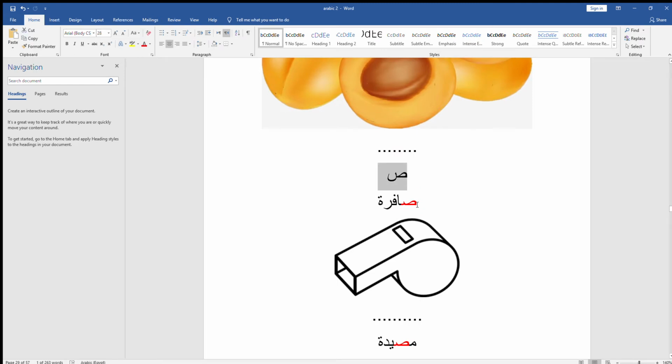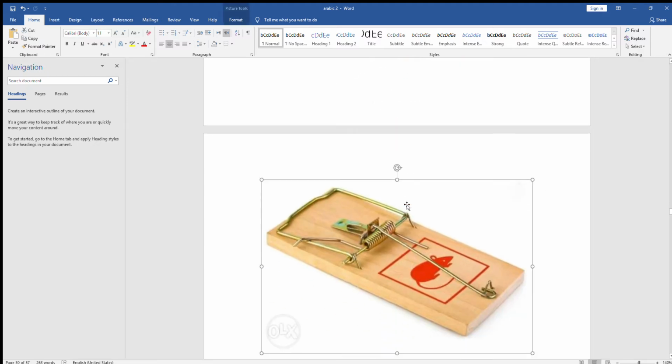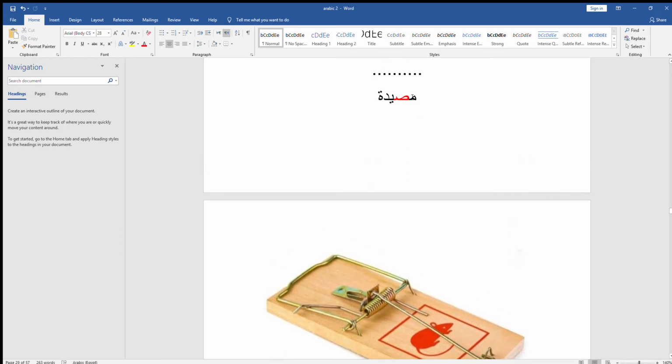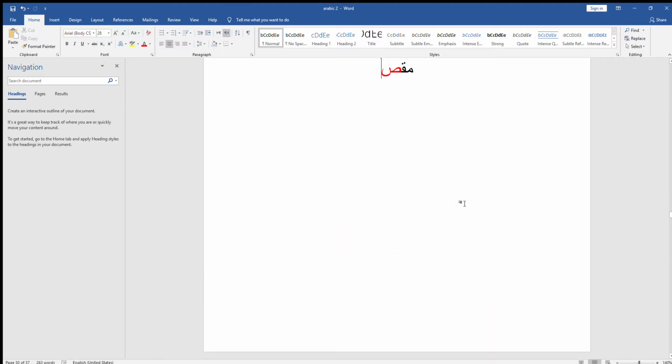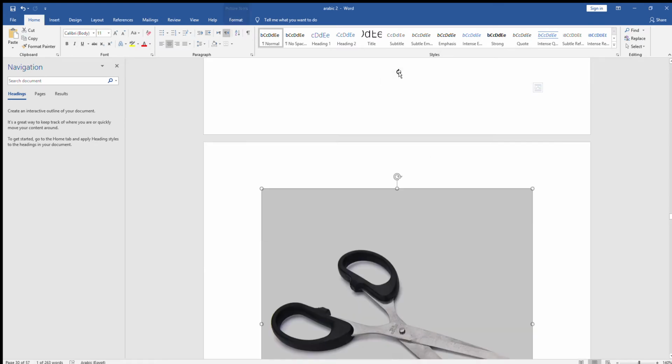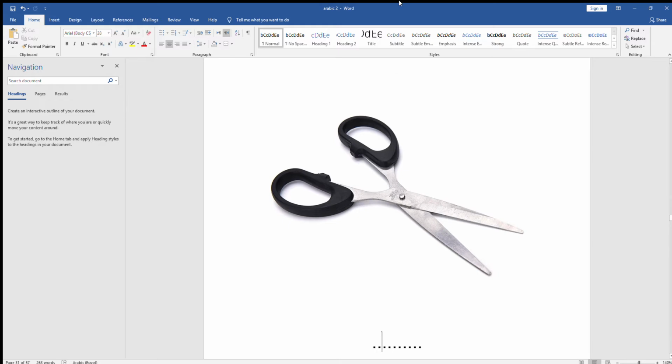صاد at the beginning of the word, like صافرة. This is صافرة. And between two letters, like مصيدة. This is مصيدة. At the end of the word, like مقص. This is مقص.